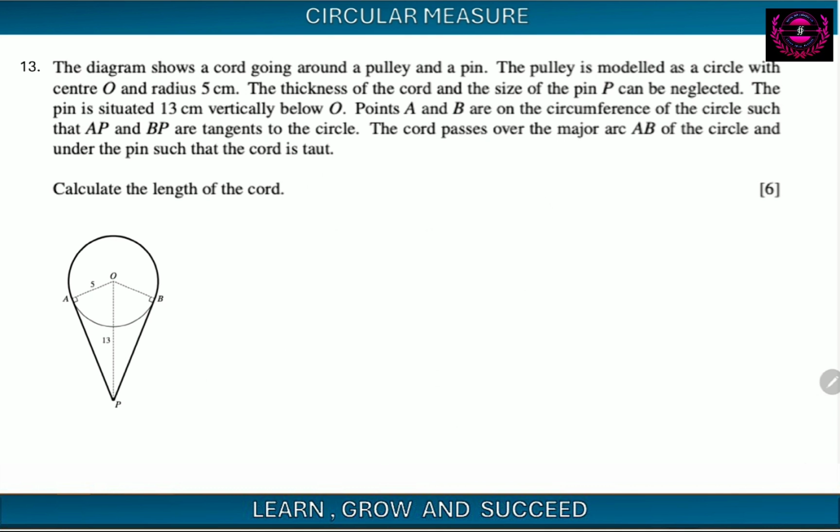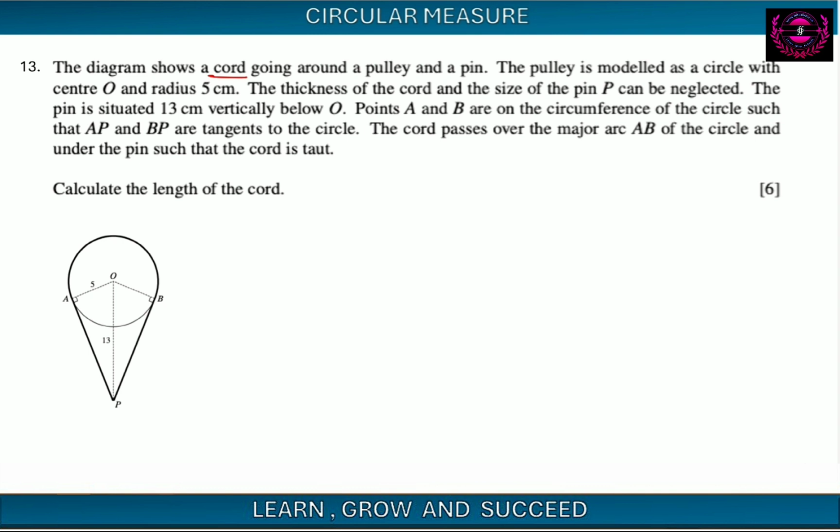Read question 13. The diagram shows a cord going around a pulley and a pin. The pulley is modeled as a circle with center O and radius 5 centimeter. The thickness of the cord and the size of the pin can be neglected. The pin is situated 13 centimeter vertically below O. Points A and B are on the circumference of the circle, such that AP and PB are tangents to the circle. The cord passes over the major arc AB of the circle and under the pin, such that the cord is taut. Calculate the length of the cord.